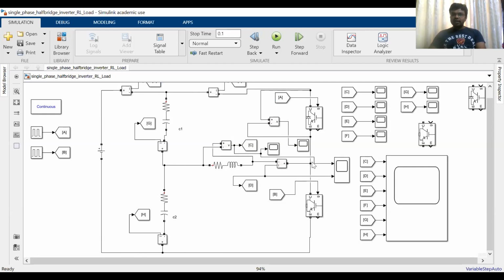Then D2 should conduct. That means here the anti-parallel diode should conduct, right? So the current should flow in this fashion, and one more current should flow in this one, right? Please refer to the slides for mode 1 and mode 2 operation for the half bridge inverter for this configuration. Because of using this feedback diode here for the positive half cycle, you won't get any high voltage spike.